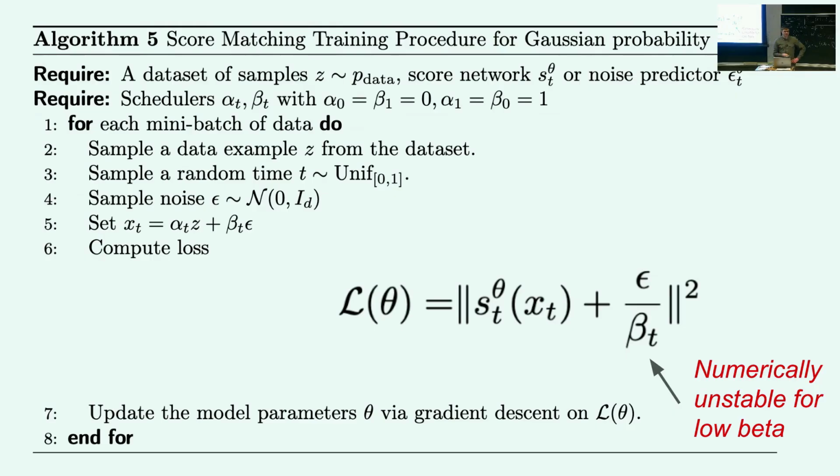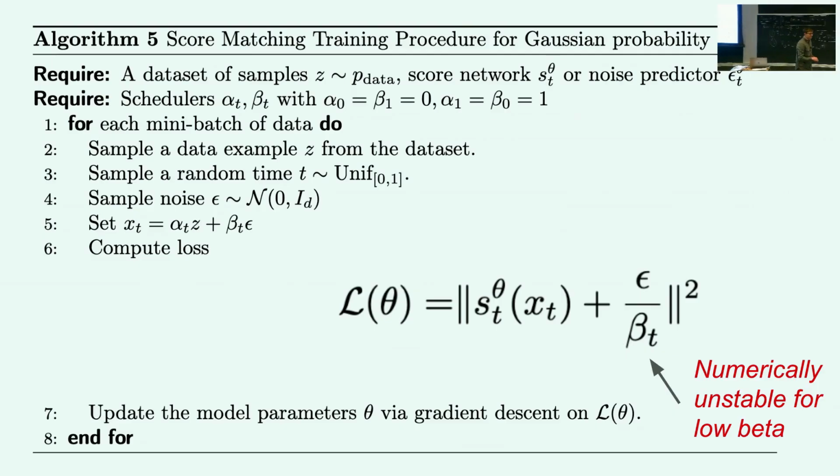There are tricks around that, but that's why historically denoising score matching was thought to have high variance. Score matching was developed before diffusion models, and there this was thought to have high variance.